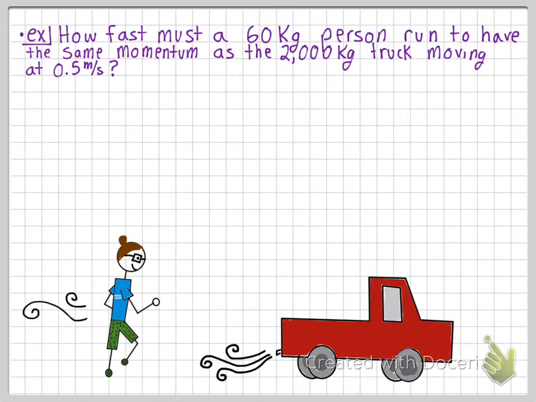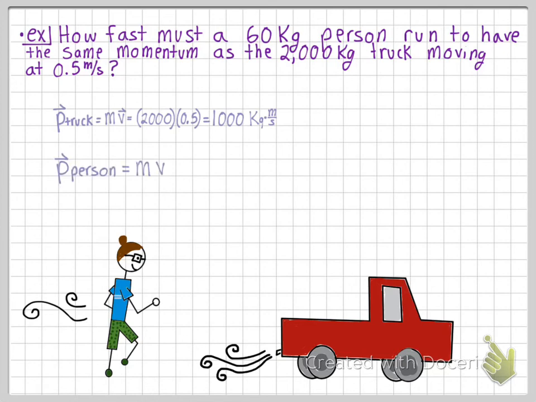How fast must a 60 kilogram person run to have the same momentum as a 2,000 kilogram truck moving at 0.5 meters per second? So let's first calculate the momentum of the truck. We know that the mass is 2,000 and the velocity is 0.5 meters per second. So this gives us a total momentum of 1,000 kilogram meter per second.